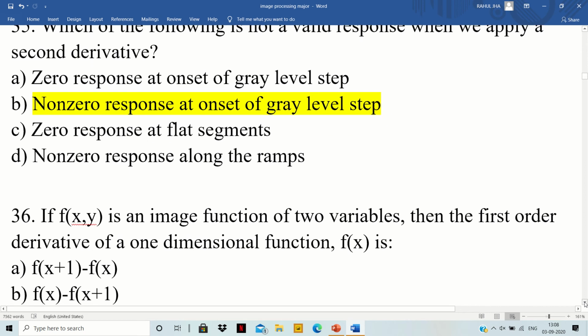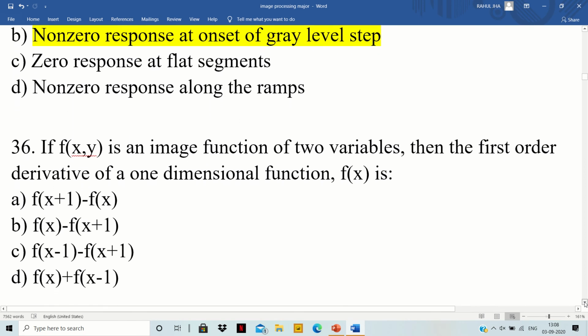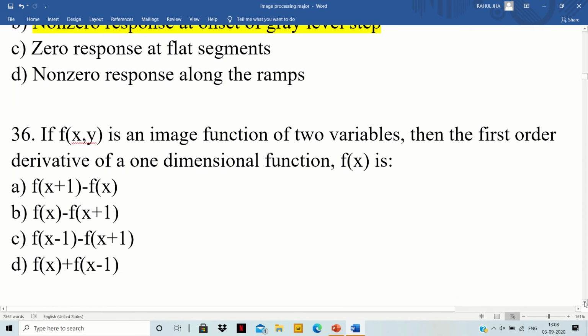If f(x,y) is an image function of two variables, then the first order derivative of a one-dimensional function f(x) is. Option A is f(x+1) minus f(x). Option B is f(x) minus f(x+1). C is f(x-1) minus f(x+1). And the last option is f(x) plus f(x+1). So if it is an image function, the first order derivative is f(x+1) minus f(x).